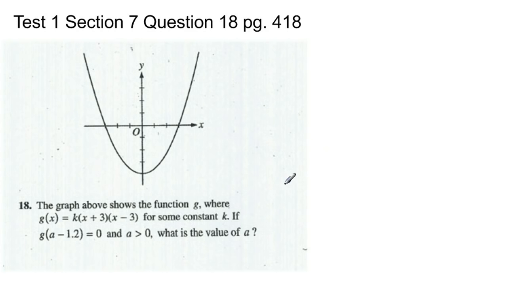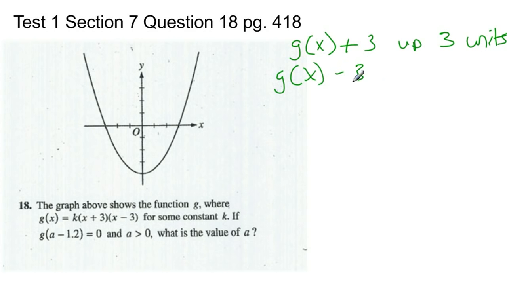Okay, if you can remember a little bit about function shifting, this question becomes really, really easy. So I'm just going to review this real fast here. Since we're using g of x, if I said g of x, I'm just going to make up some number here, plus 3, that's going to shift my function up 3 units. If I said g of x minus 3, that would shift it down 3 units.